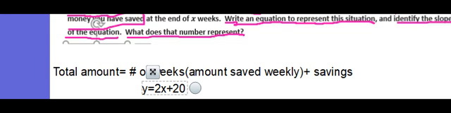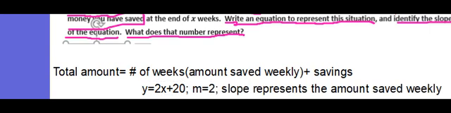Slope is going to be 2. And what's the slope going to represent in this problem? Well, because the equation is in the form y equals mx plus b, I can easily identify slope as 2. But I can use the written form of my equation to help me identify how slope is used in this equation. In this equation, slope is actually going to be the amount saved weekly, because the thing that I didn't know was the number of weeks.